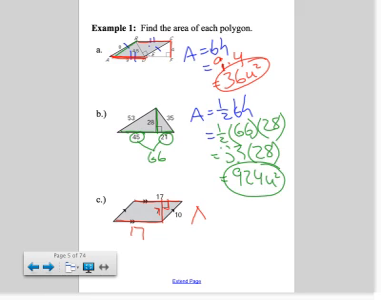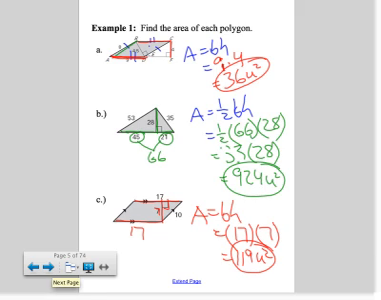So again, parallelogram, start with your formula, plug in what you know. The bases we're using are 17, and so the height that we have to use is 7. 17 times 7 is going to be 119 units squared. So again, these are just using formulas, identifying bases and heights, and then plugging into your formula.